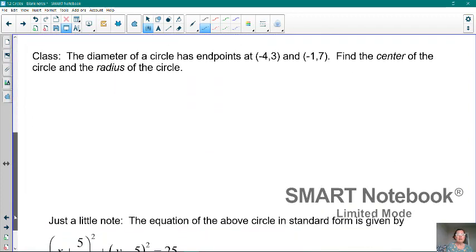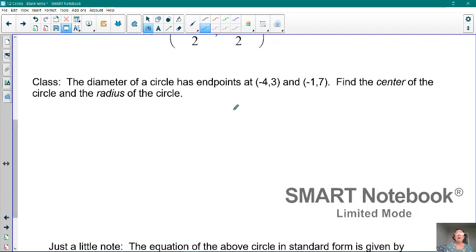So let's suppose that we have a circle with endpoints of a diameter at -4, 3, and -1, 7. And just to remind you, a diameter has endpoints on the circle and it passes through the center. So it stretches all the way across the circle going through the center. We are asked to find the center of the circle and the radius of the circle.